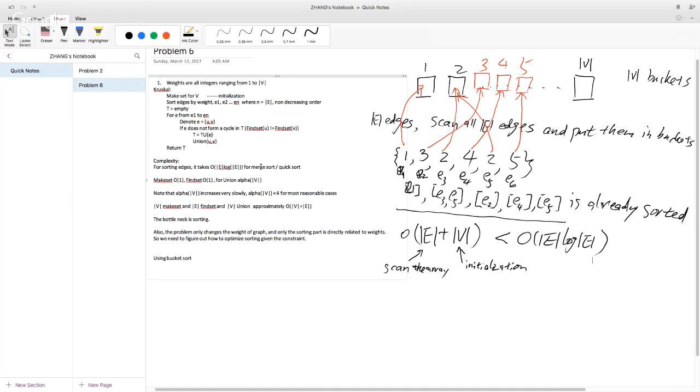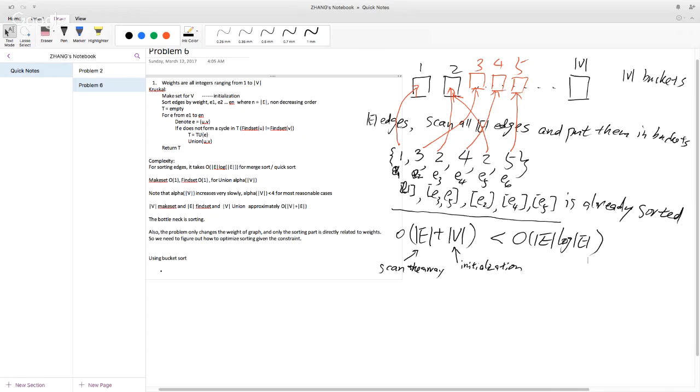And let's consider the second case. Weights are all integers ranging from 1 to W, a constant W. So for sorting, we'll get O(E plus W).